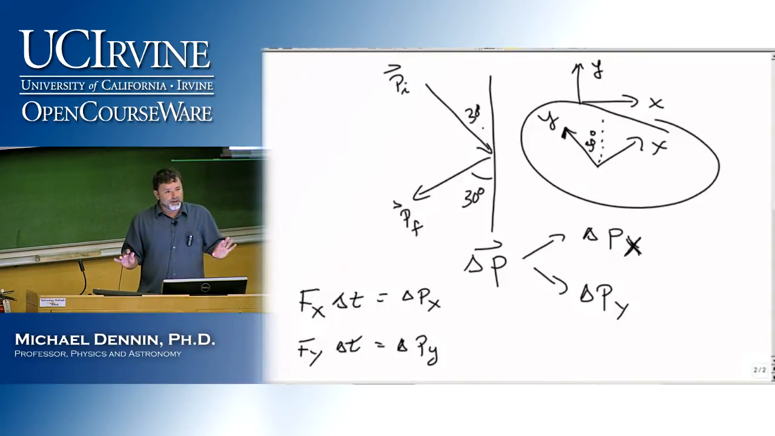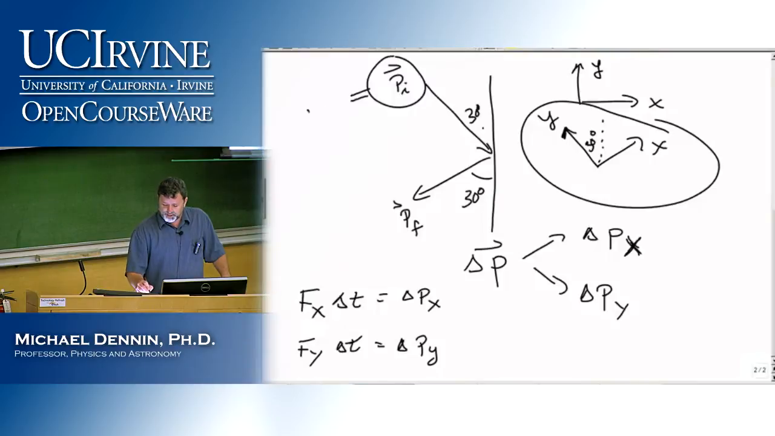Okay? I know you probably didn't finish, but you got started. So for the initial momentum, is there any of it in the y direction? Yes, how much? Okay, so this is all a P initial y. What about in the x direction? No. Good, so that's done. Now, for the final momentum, how much is in the y direction?